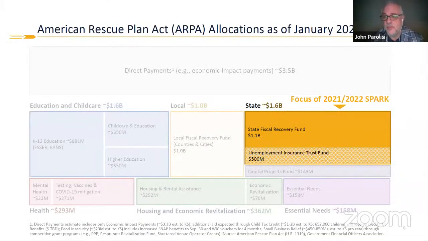So just to ground everyone, there have been a lot of funds that have gone to Kansas over the last couple of years. The focus of this, though, is the $1.6 billion in the Spark project. There's also $1 billion worth of local funds and the infrastructure bill that will probably have a decent amount of potential synergy with these particular funds. Go to the next slide.